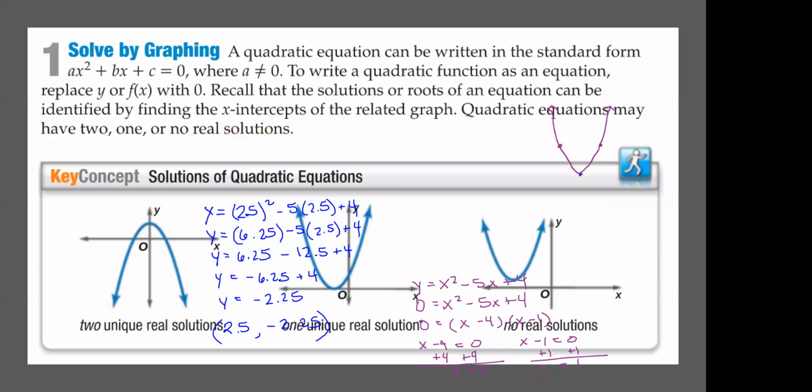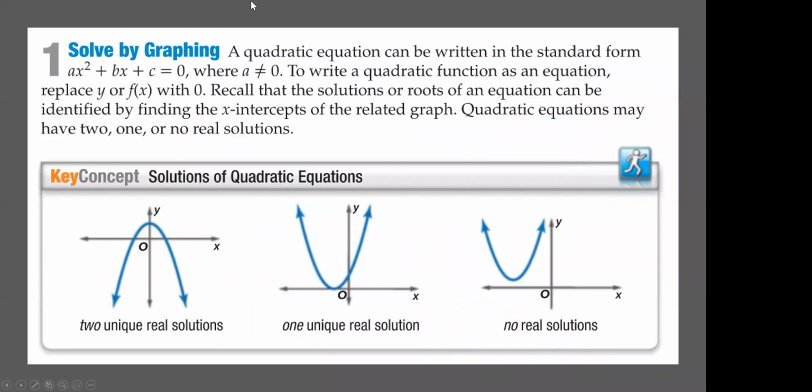All right. So the next section says to solve by graphing. A quadratic equation can be written in standard form. And to write a quadratic function as an equation, you replace y or f of x with 0. Then recall that solutions or roots of an equation can be identified by finding x-intercepts. So when you solve an equation by graphing, remember the solutions are where the parabola crosses the x-axis.